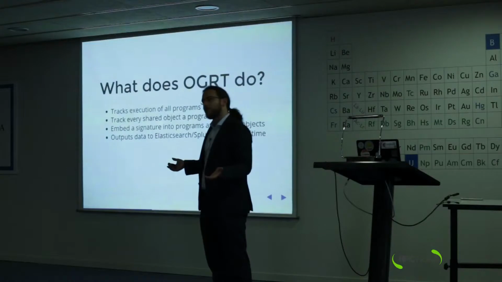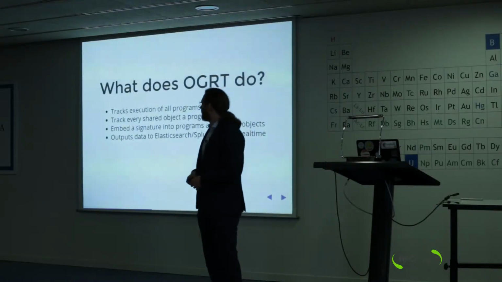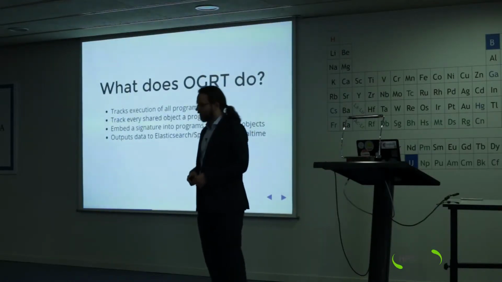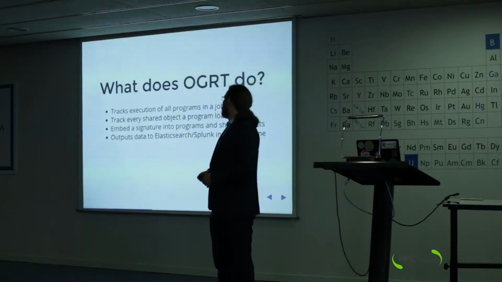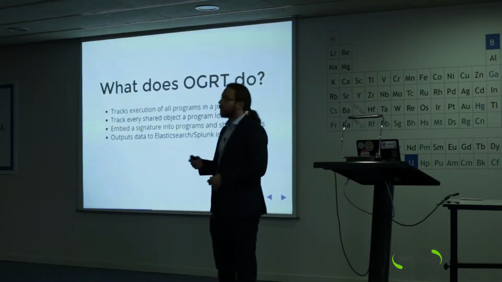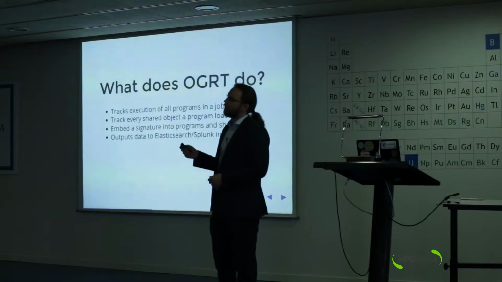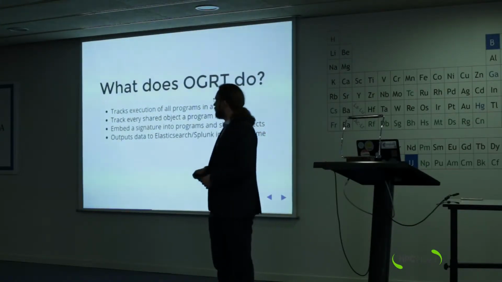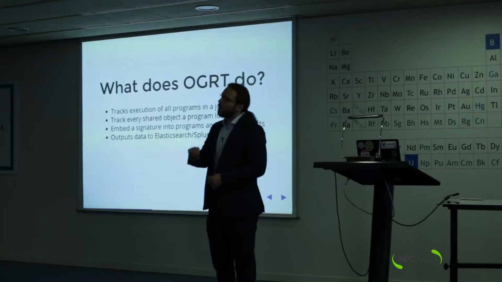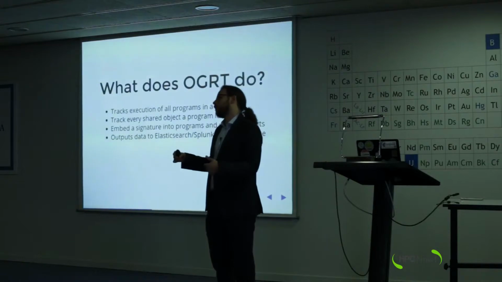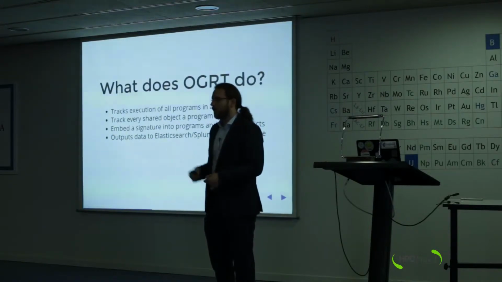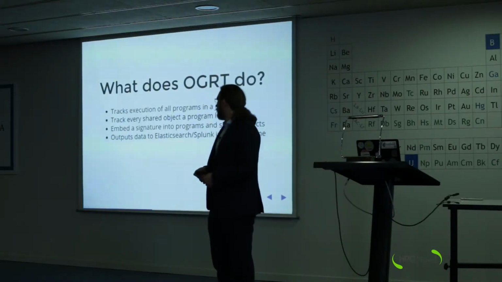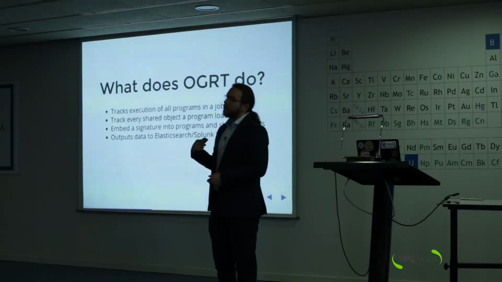So you write your own stuff, right? OGRT tracks every program execution there is, every shared object the program loads. It embeds a signature into the program and into the shared objects, which it reads out of memory. So you get not only the name of the program that you execute, but the signature, which you can then link with the build time information. And it outputs the data directly to Elasticsearch or Splunk.